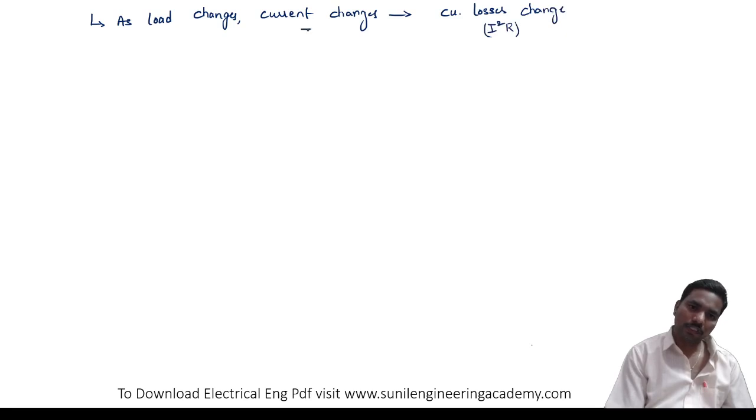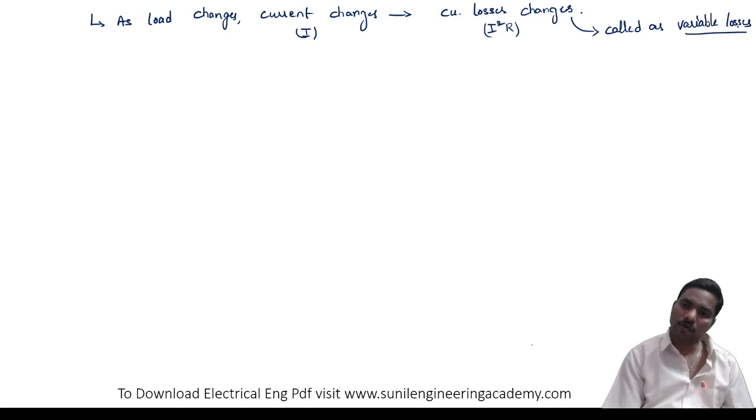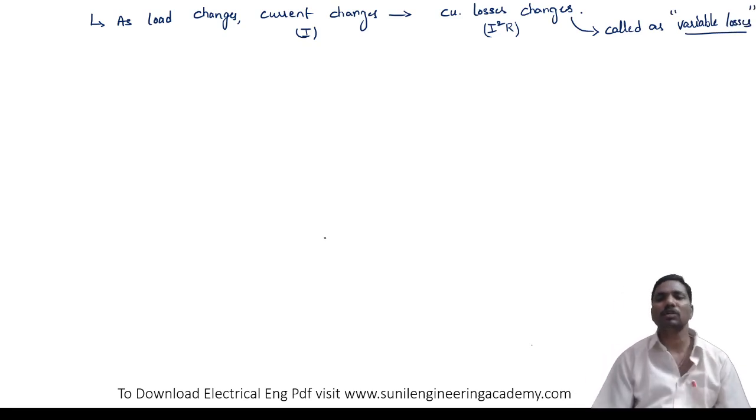As the load changes, the current changes, which means copper losses change. So these are variables, and are called variable losses. As the load varies, the current varies, so the I square R losses vary. That's why copper losses are considered variable losses.